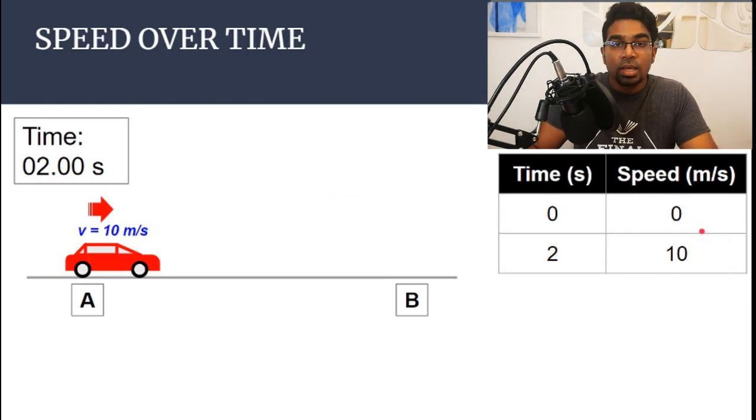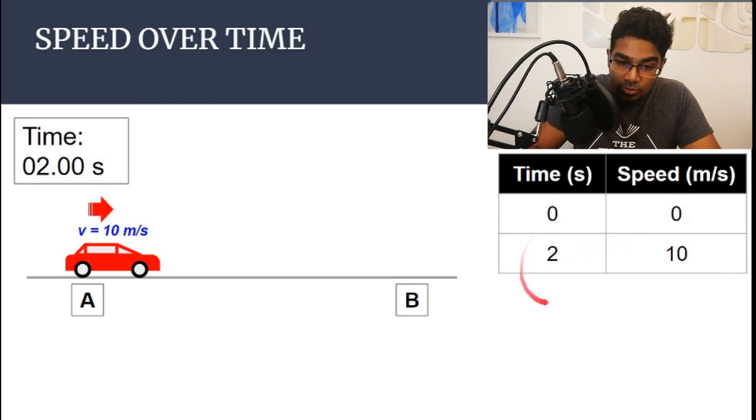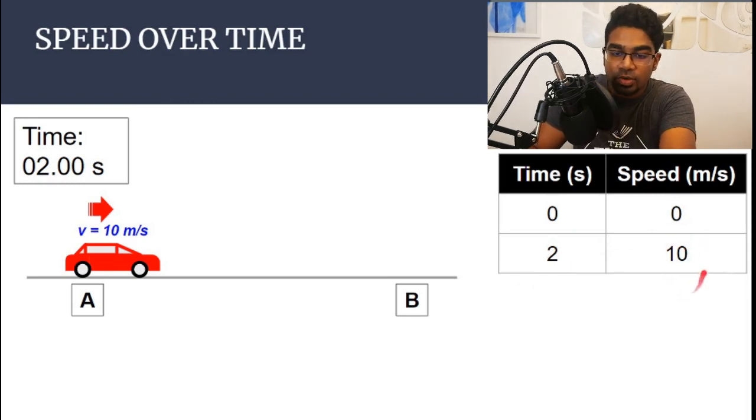So notice this, the speed that we record is the speed at that specific time. For example here, at 2 seconds, the car is moving with a speed of 10 meters per second. At that specific time, the car is moving at a certain speed. This is how we record the data.